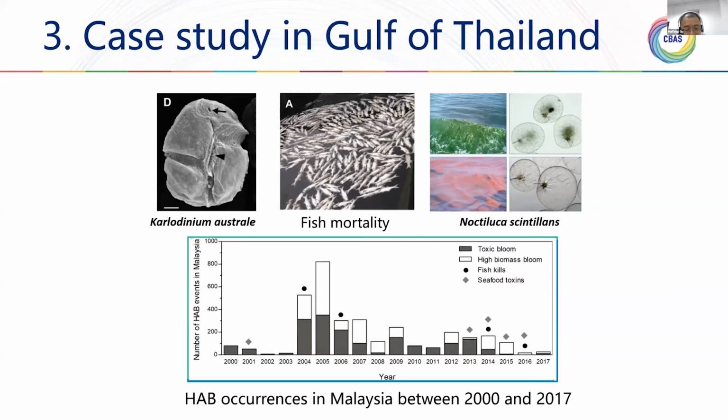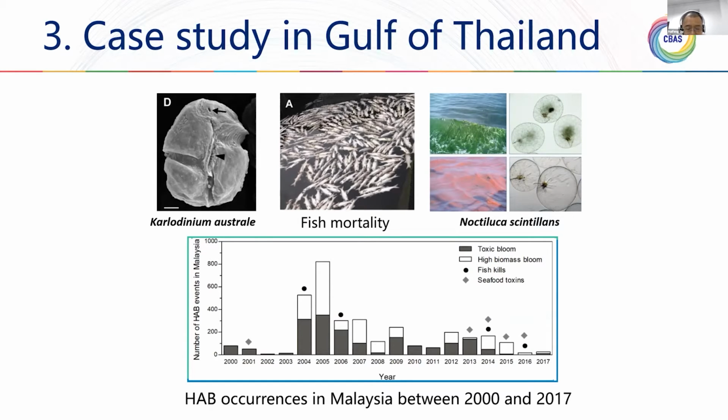However, even when the number and the scale of HABs are low, the catastrophic damage to aquaculture can be severe. For instance, the bloom by Cochlodinium australe in the Johor Strait in 2014 caused an economic loss of several million dollars.